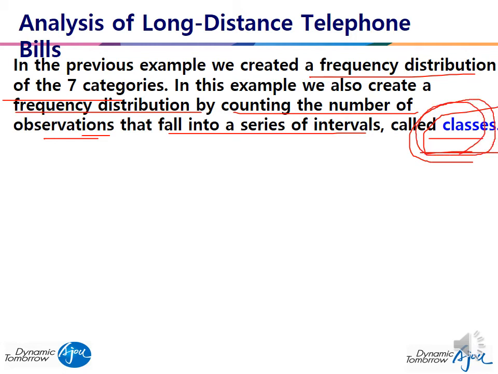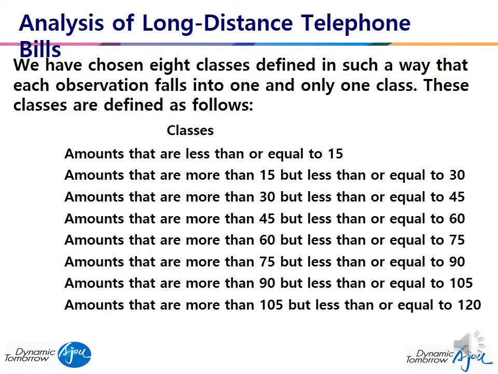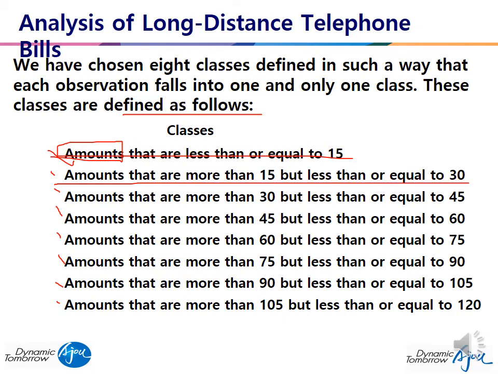The histogram is based on classes. We have chosen 8 classes defined in such a way that each observation falls into one and only one class. These classes are defined as follows. So we have 1, 2, 3, 4, 5, 6, 7, 8 classes. The first class is defined as amounts that are less than or equal to 15. The second class is amounts that are more than 15 but less than or equal to 30, and so on.